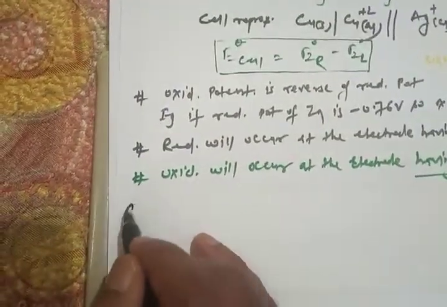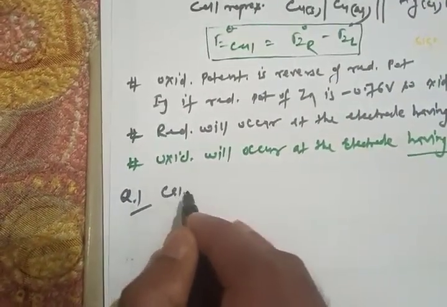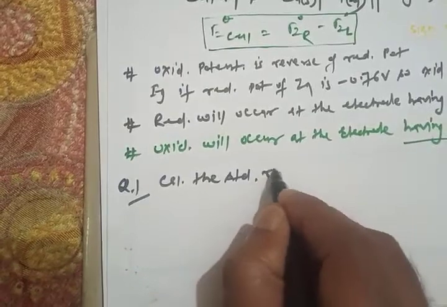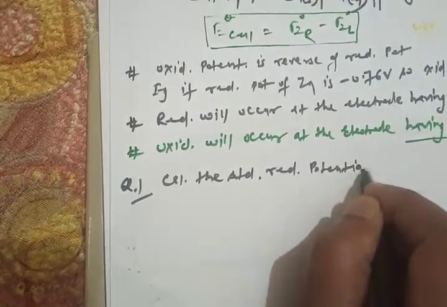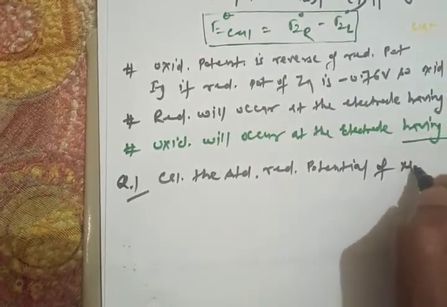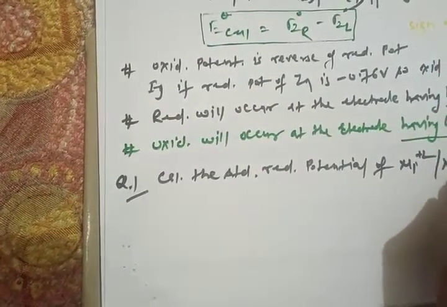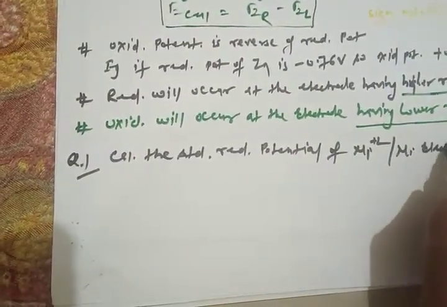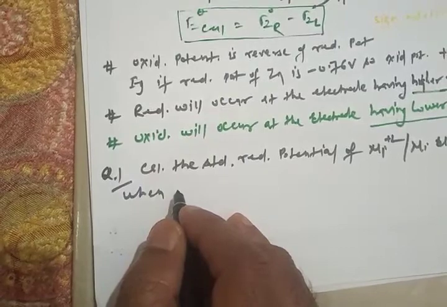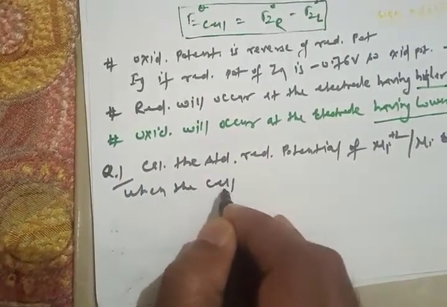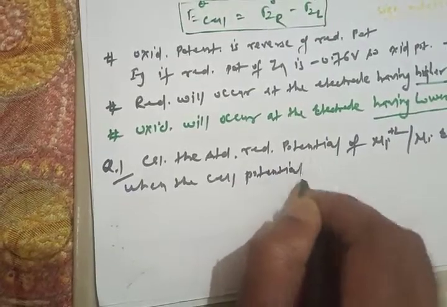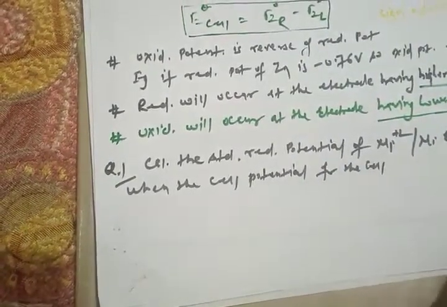Question number 1. Calculate the standard reduction potential of the nickel plus 2 nickel electrode when the cell potential for the cell is given, nickel to nickel plus 2.